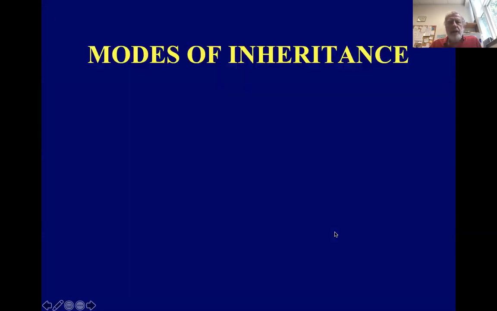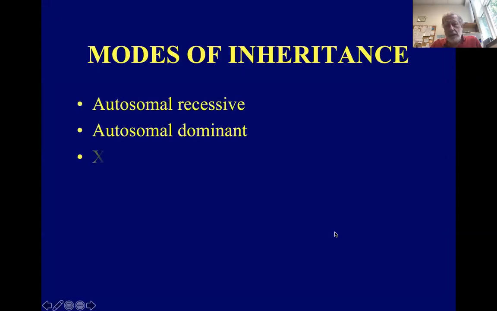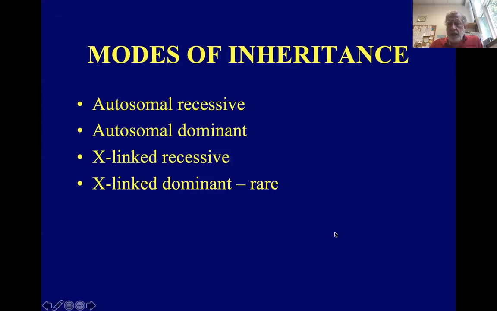So our modes of inheritance include autosomal recessive, autosomal dominant, and X-linked recessive. Those are the 3 most common, and we'll limit our discussion to those. There's also X-linked dominant, but that's very rare, and Y-linked, which is also very rare. So we're not going to discuss these last 2.